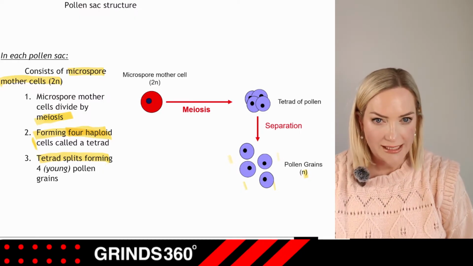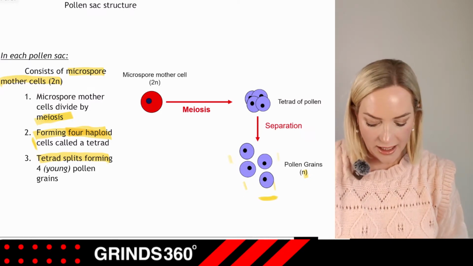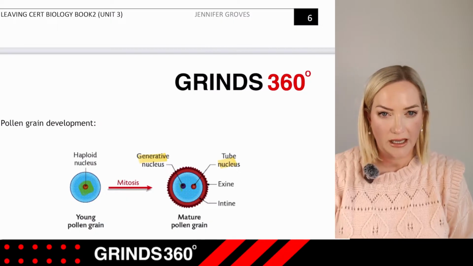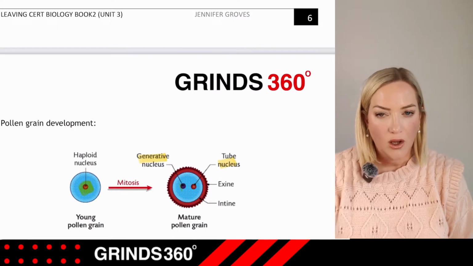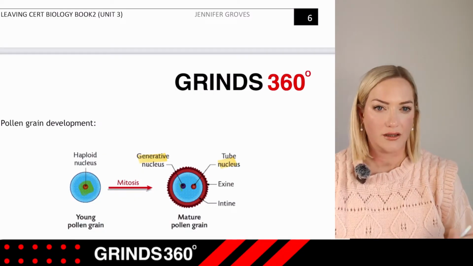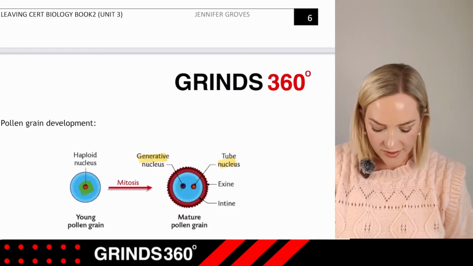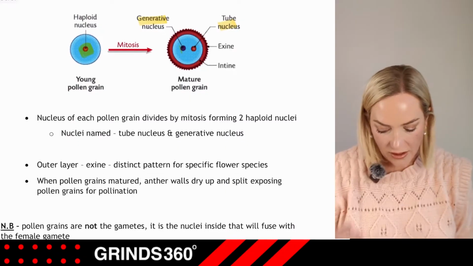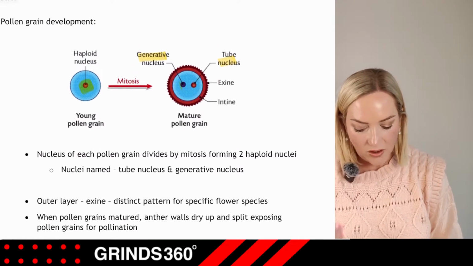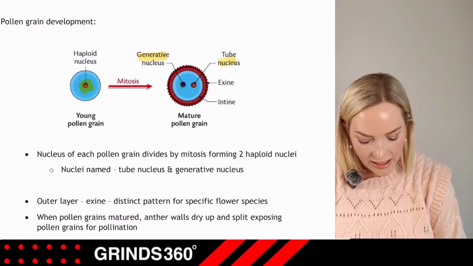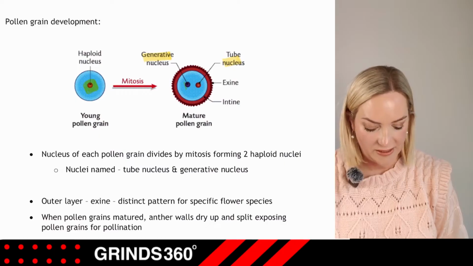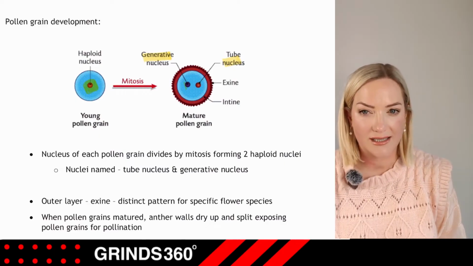Each nucleus within the pollen grain is going to divide by mitosis, and we're going to have 2 nuclei within that pollen grain. One is called the generative nucleus and the other is called the tube nucleus. Also, on the outside, our outer layer has a pattern for different specific flower species. To be honest, I've never seen them ask that.